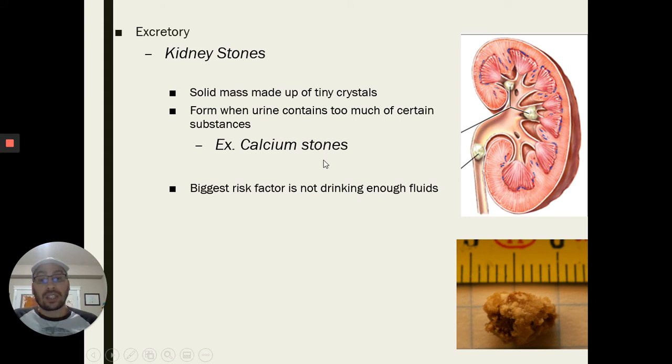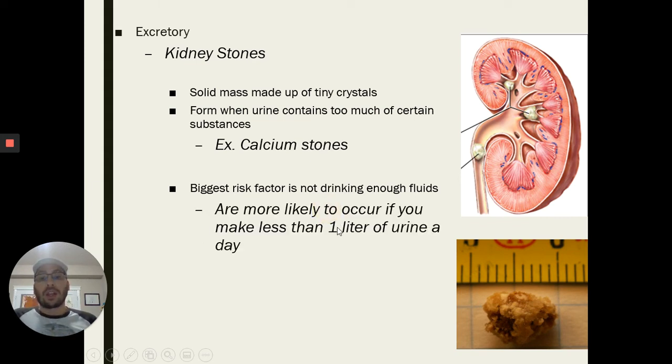The biggest risk is not drinking enough fluids. When I bring this up in class, almost every single boy grabs their water bottle and takes a nice chug of water, okay? You gotta be drinking your water because we don't want these. Guys, take a look right here. We could end up getting a block right in the urethra.